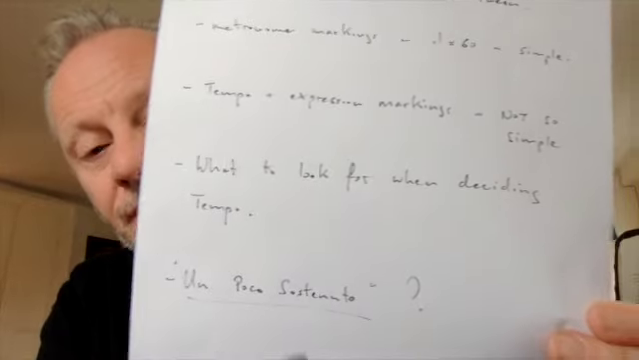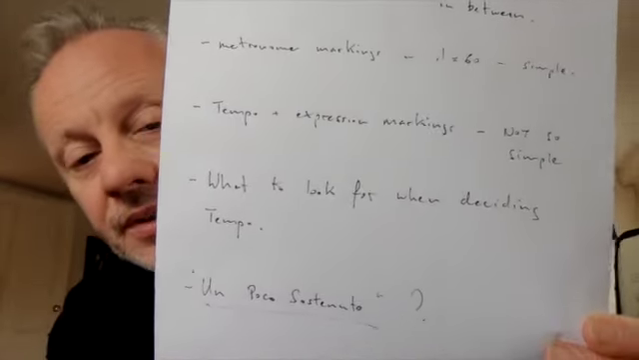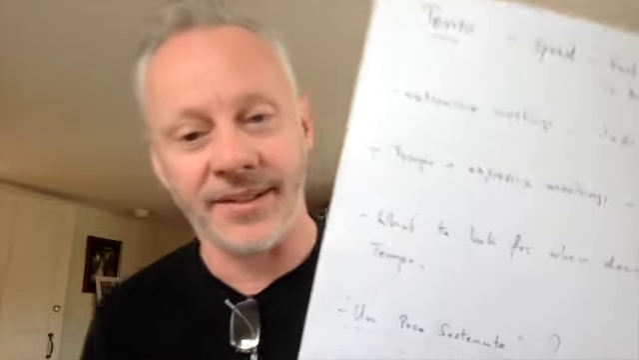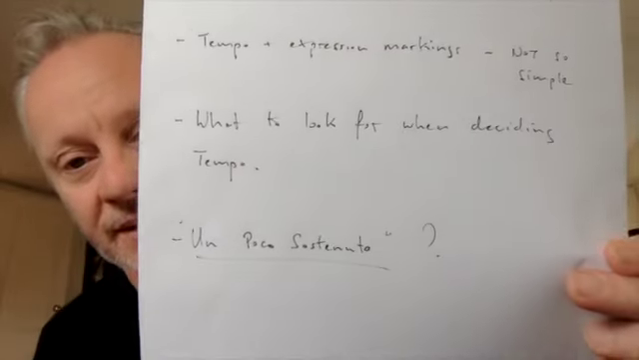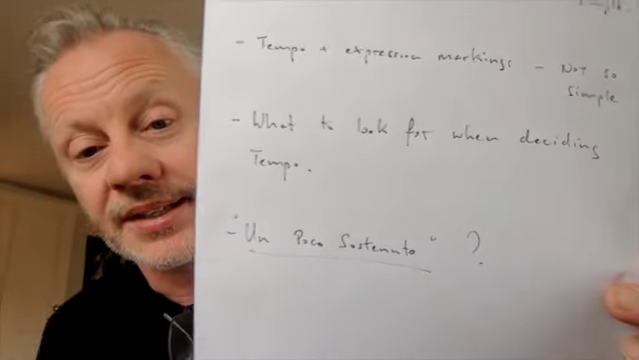Other composers just wrote very simply tempo or expression markings on top of their music, which is not so simple. Things like andante, at walking tempo, allegro, largo, adagio. They don't specifically mean a tempo. They are a range of potential speeds. So that's where we get into a little bit of not so simple. So what do you look for when you're deciding tempo?